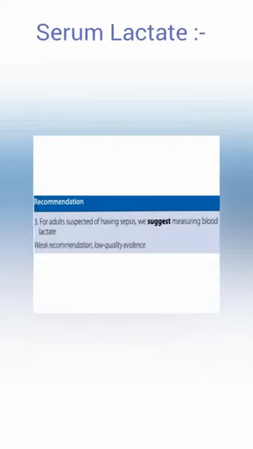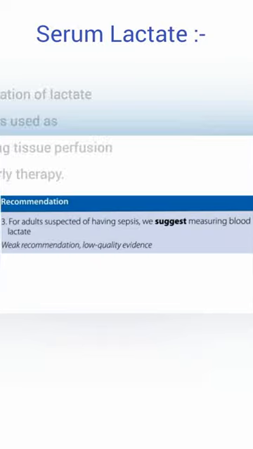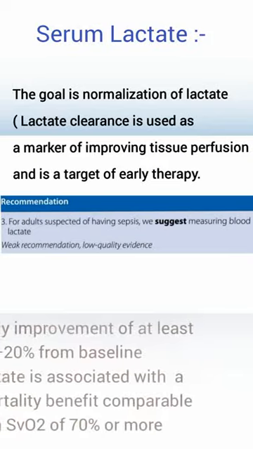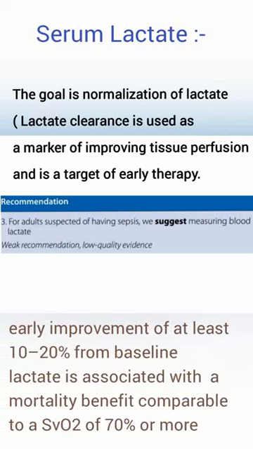In serum lactate, the goal is normalization of lactate; that is, lactate clearance is used as a marker of improving tissue perfusion and is a target of early therapy. Early improvement of at least 10 to 20% from baseline lactate is associated with a mortality benefit comparable to mixed venous oxygen saturation of 70% or more.